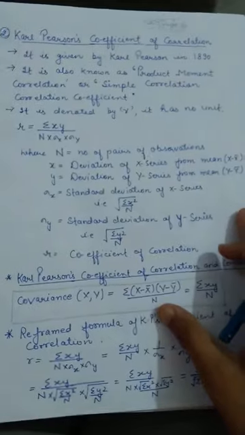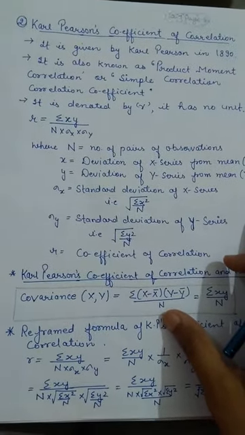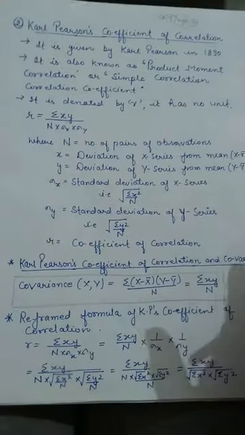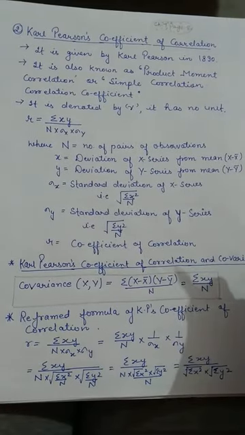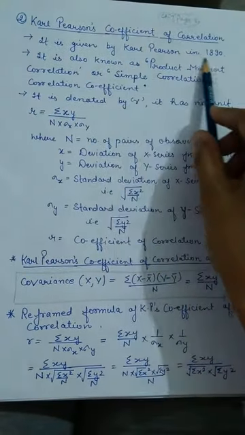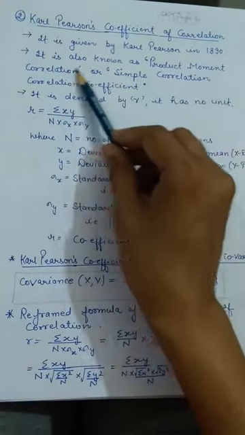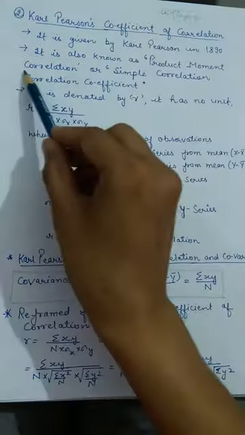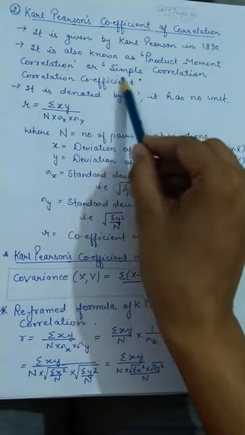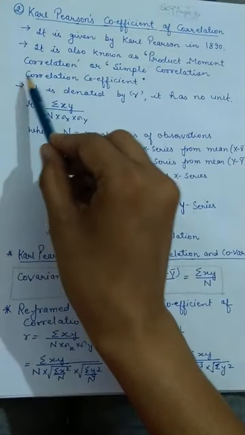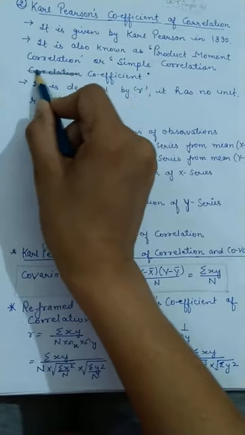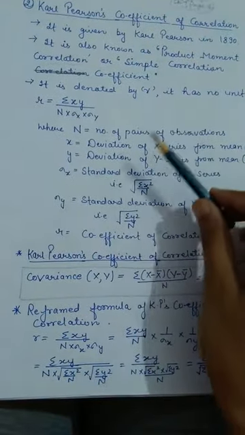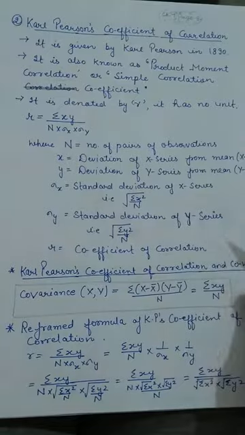So today we will be doing the second method, that is Karl Pearson's coefficient of correlation. It was given by Karl Pearson in 1890. It is also known as product moment correlation, or simple correlation coefficient. It is denoted by R. It does not have any unit.